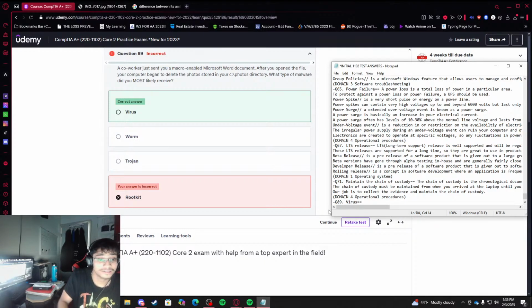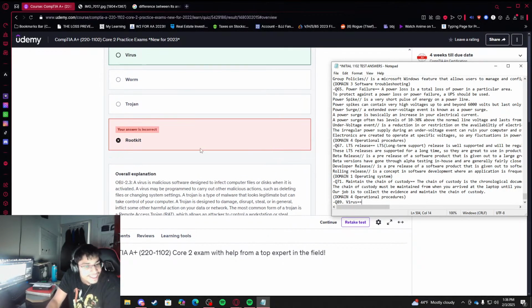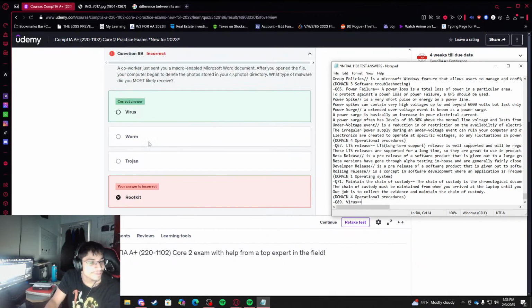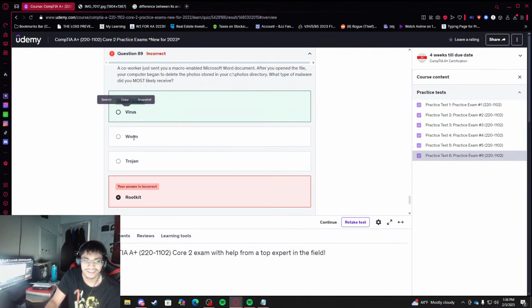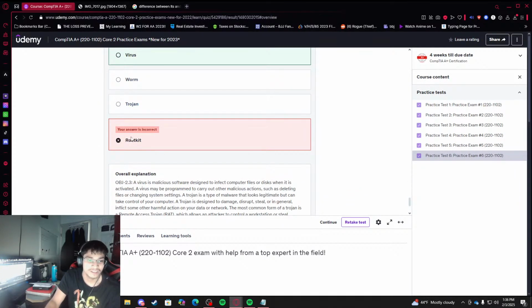Virus. A coworker just sent you a macro-enabled Microsoft Word document. After you open the file, your computer began to delete photos stored in your C Photos directory. What type of malware did you most likely receive? This was a trick question, honestly. Like, worm. These are all viruses. So when I saw this one, I didn't really understand it. Worm, Trojan, rootkit.